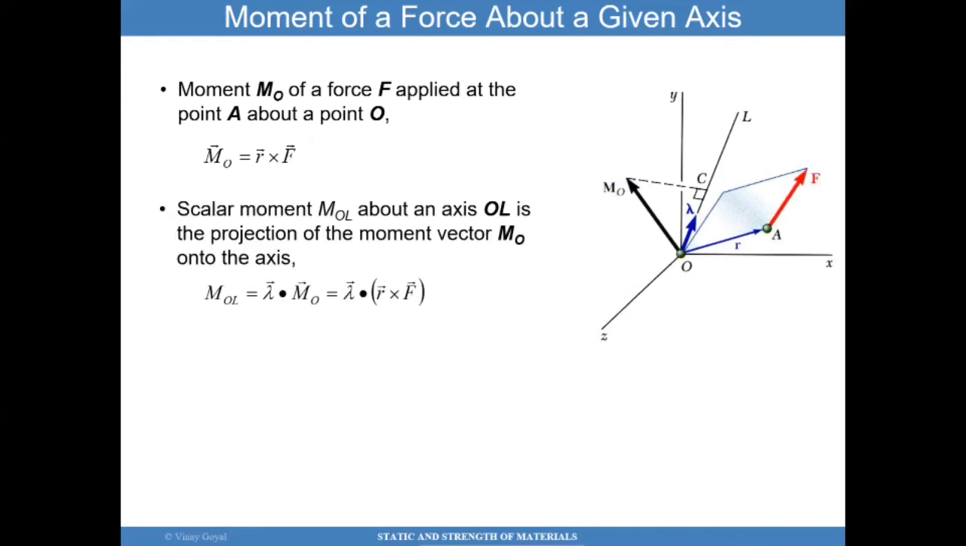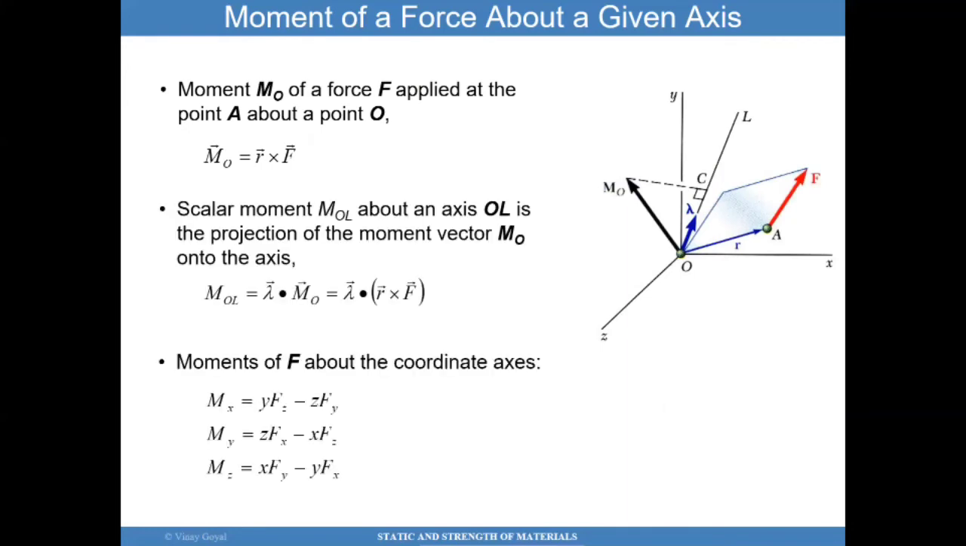How do we go about calculating this moment about an axis? So, the moment of a force about a given axis. Say I want to calculate the moment of force F applied at a point A about point O. I want to calculate the moment about point O. We already discovered it's R cross F.